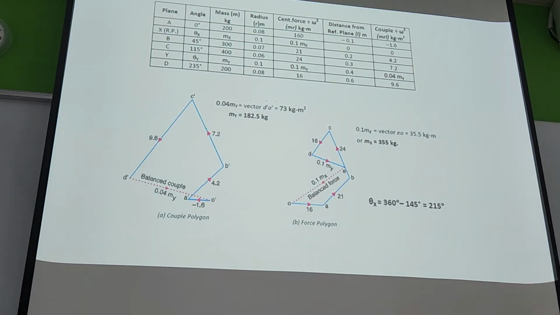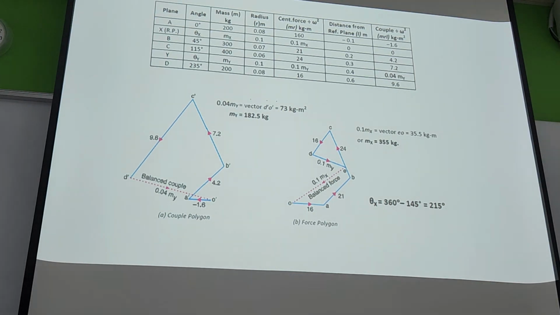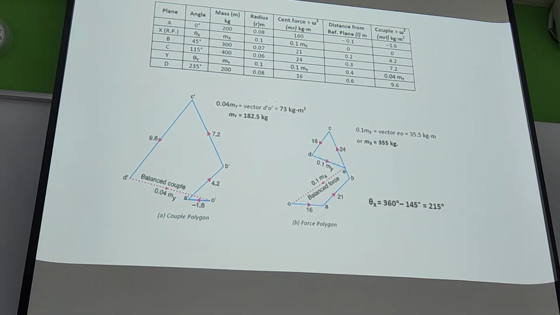Next, let us do the graphical method. For the graphical method, you draw a table like this. How many masses are there? A, B, C, D, 4 masses. What are the reference planes? X and Y. First, the position between mass A and D is given from the description. X is in between A and B. We position all the given data: A, X plane, B, C, then Y plane, then D. So we arrange this based on the description of the problem.